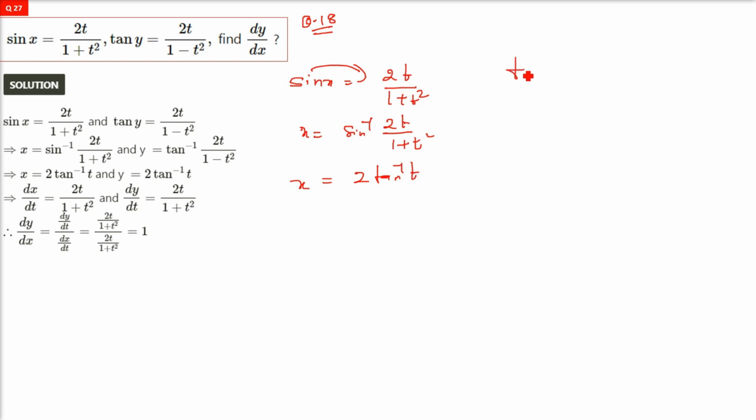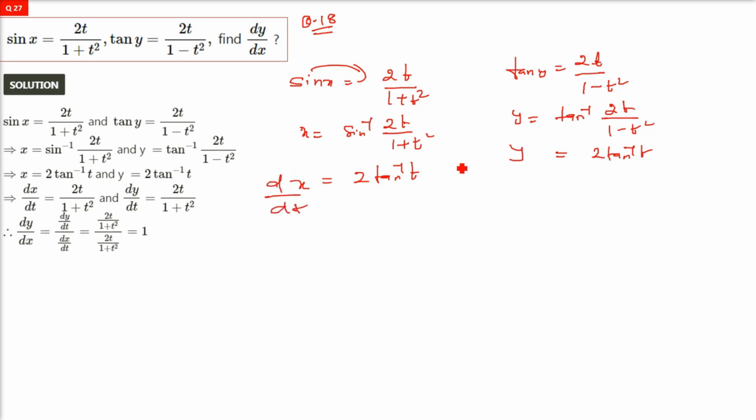Then tan y is equal to 2t by 1 minus t square. Y can be written as tan inverse of 2t by 1 minus t square. In question number 18 and earlier questions also, when we put t as tan theta, or the way we have already explained, you can easily get this as 2 tan inverse t. So x is equal to, the right hand side is same for both of these. 2 tan inverse t, 2 tan inverse t.